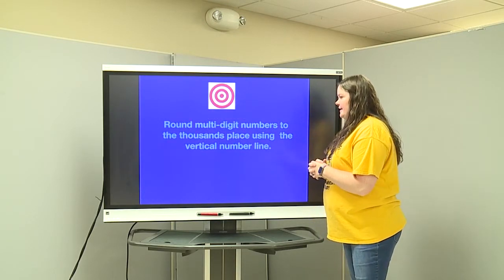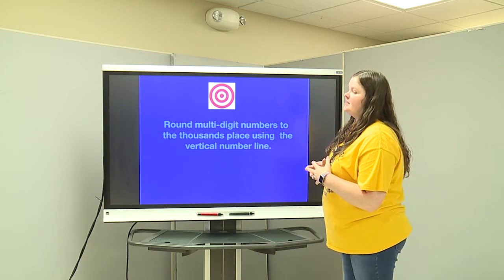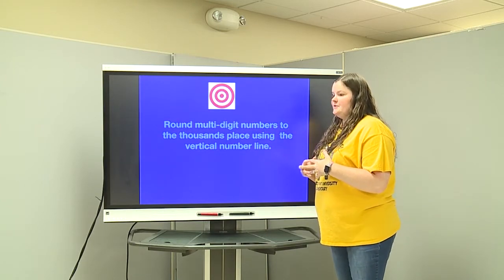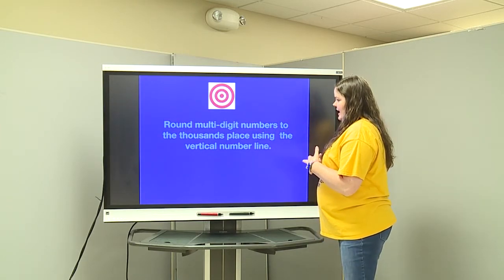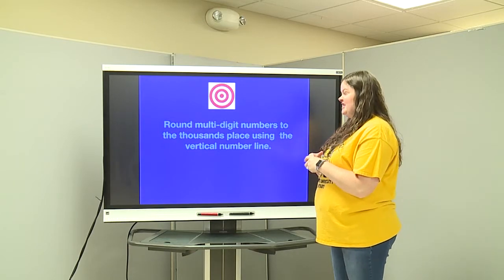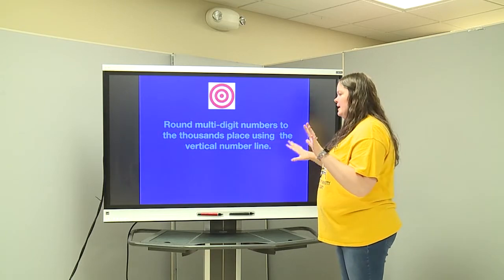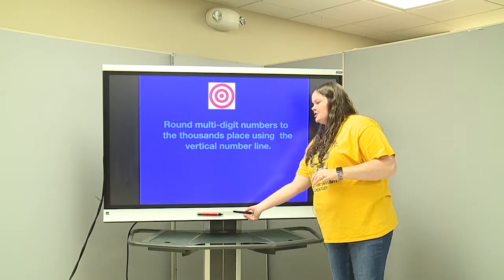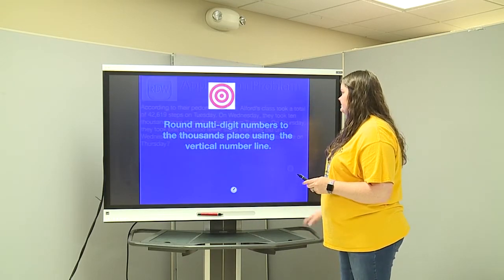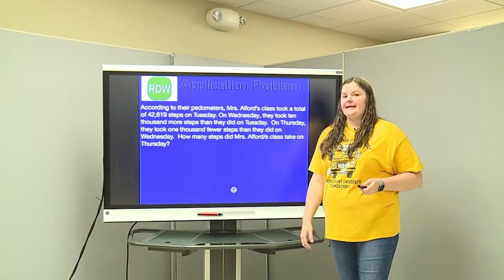All right, so today we're going to be rounding multi-digit numbers to the thousands place using the vertical number line. And I actually stuck one in here that's to the nearest 10,000s place, just as a little challenge problem. But our skill today is just rounding to the thousands place. So let's start with an application problem.